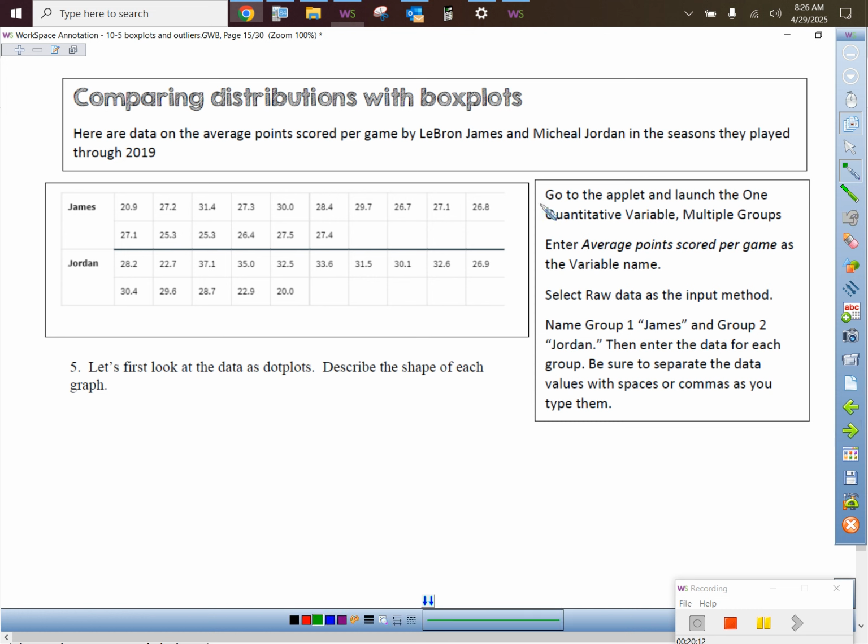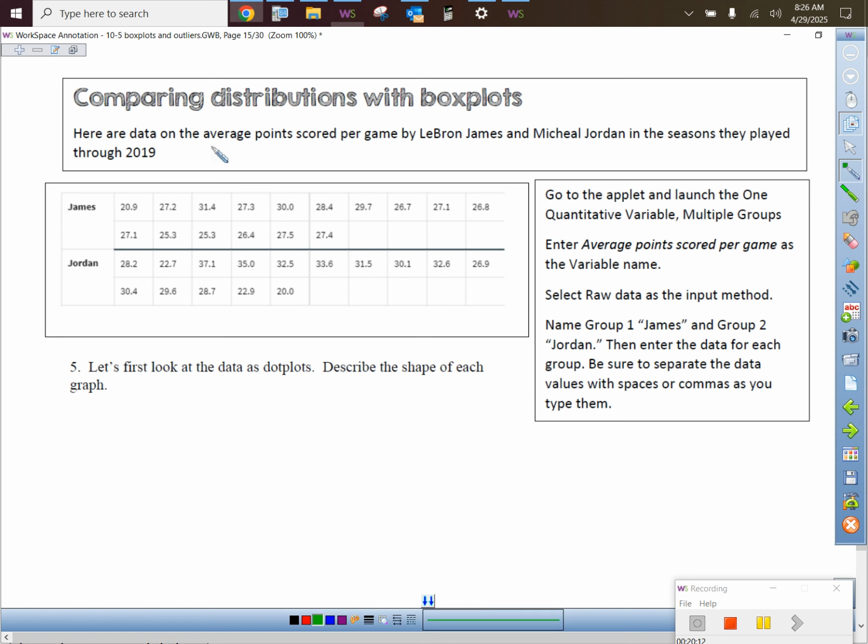So here's what we're going to do. We are going to do a side-by-side dot plot in this one. So let's first graph this data as dot plots. What we have here is just the average number of points they scored for every season they played through 2019. So it's not that up to date because LeBron is still playing, believe it or not, and it's been 6 more seasons since we've had this data. So it's still old data compared to 2019.